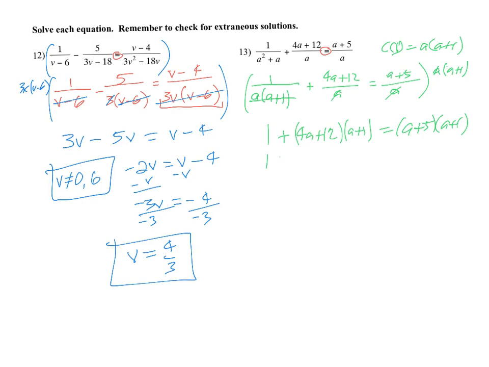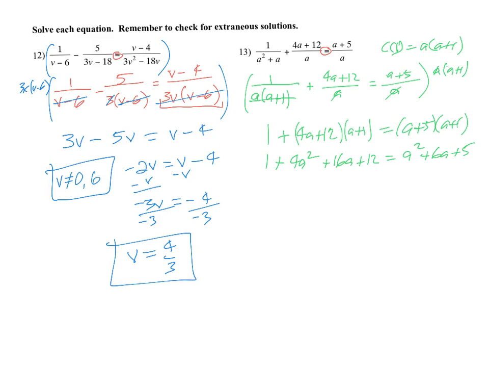Okay, so multiplying this out, 4a times a is 4a squared. 4a times 1 is 4a. 12 times a is 12a. So 4a and 12a is positive 16a, plus 12. And over here we get a times a is a squared, plus 1a plus 5a gives us 6a plus 5. Now we just need to get everything together.